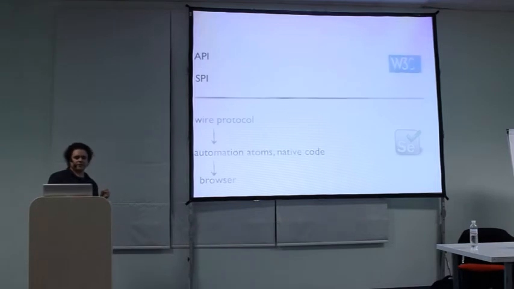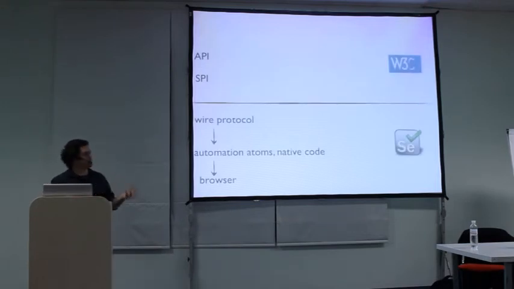Another way to divide it is to look at what is being standardized, like David talked about, and what is being kept in the Selenium project. So Selenium, or the WebDriver browser automation standard, is comprised of the API and the SPI, and Selenium is the reference implementation, in spec terms. Underneath the wire protocol, we have what's called automation atoms, which I'll talk more about, and then the browser.